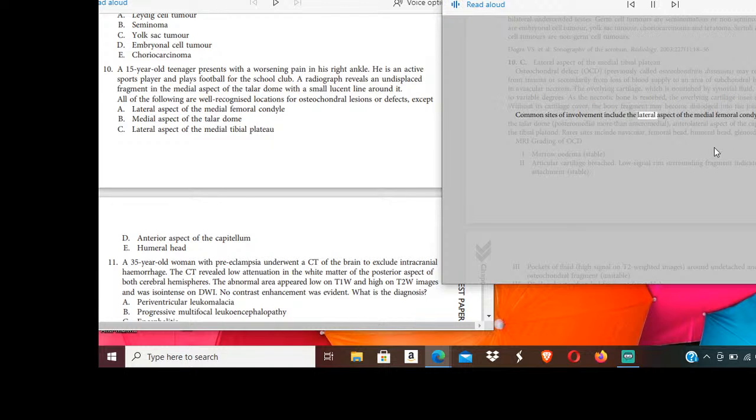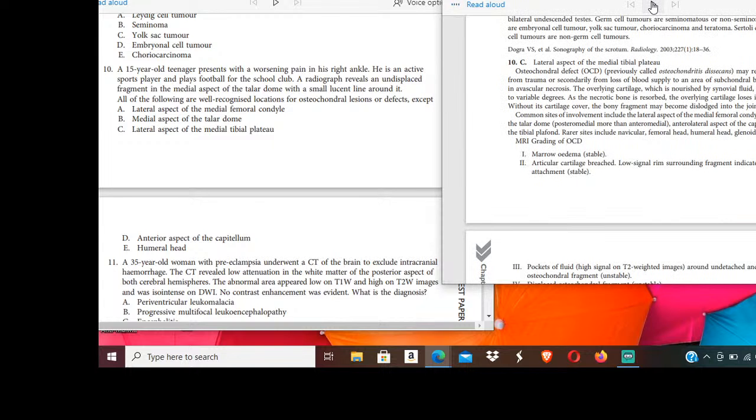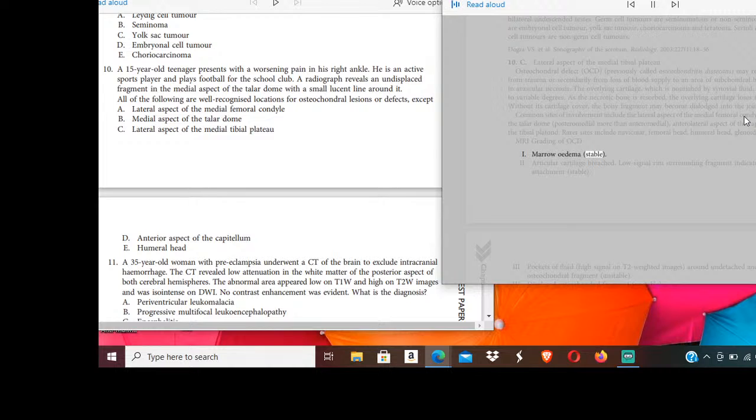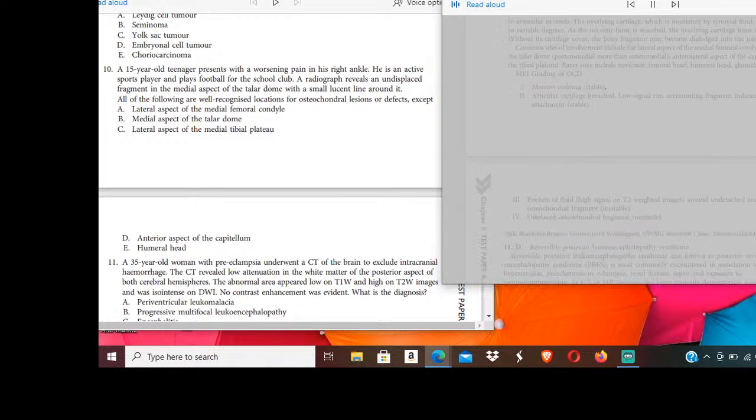Common sites of involvement include the lateral aspect of the medial femoral condyle, followed by the talar dome, posteromedial more than anteromedial, anterolateral aspect of the capitellum, and the tibial plafond. Rarer sites include navicular, femoral head, humeral head, glenoid, and scaphoid. MRI grading of OCD. 1. Marrow edema, stable. 2. Articular cartilage breached. Low signal rim surrounding fragment indicates fibrous attachment, stable.